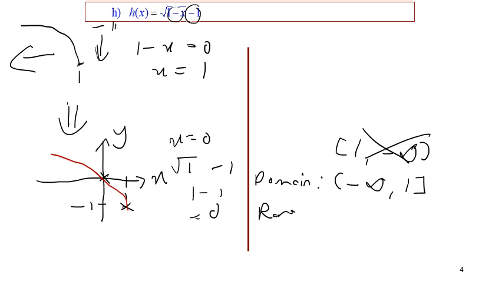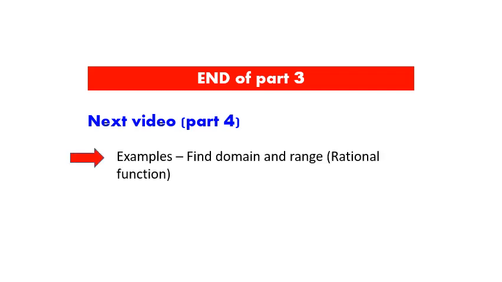And about the range, since the graph shifts to negative 1, it will start at negative 1. So this one is correct because it starts with negative 1 and goes upward, that is to positive infinity. So as a conclusion, this is how we write domain and range for question H. So that's it for the third function. In the next video, we'll discuss the rational function. Thank you.